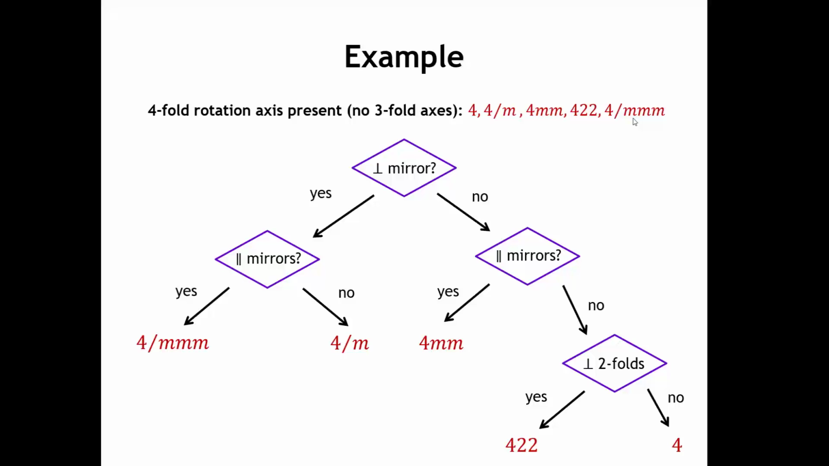Now, if you have a 4-bar rotoinversion axis, then you know you have different choices of point groups, and you can go back to that table and then start looking for mirrors.